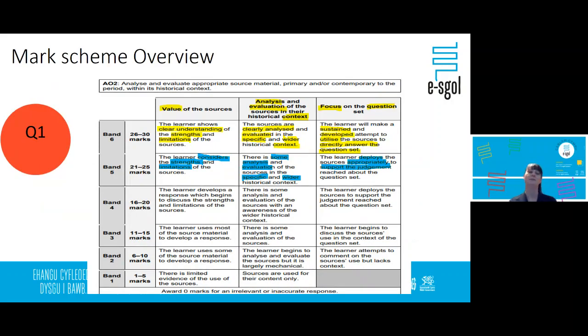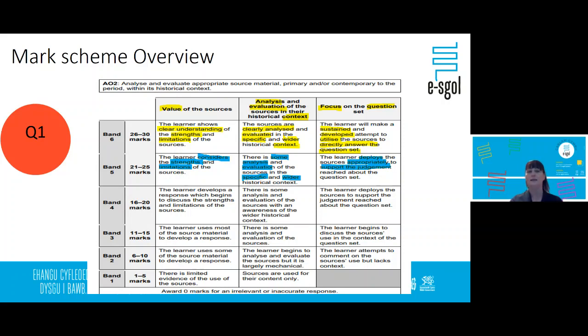Okay, so let's begin by looking at the mark scheme and what they want from you. So for question 1, they are looking at AO2, which is to analyse and evaluate appropriate source material, primary and or contemporary from the time to the period within its historical context. And there's 3 areas that they focus on. So the value of the sources, analysis and evaluation of the sources in the historical context, and focus on this question set.